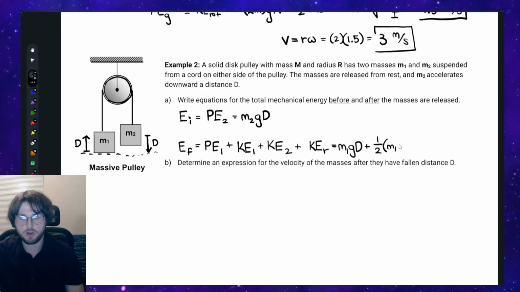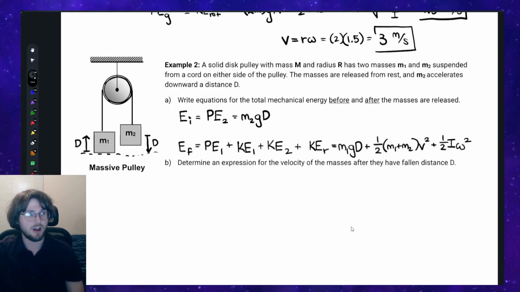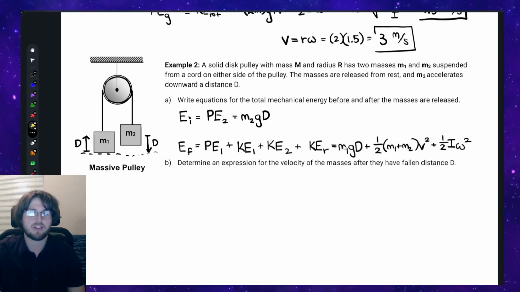So that'll be 1/2 times M1 plus M2 times the same velocity, v squared, plus 1/2 times the rotational inertia of the disk pulley over here, times the angular velocity of the pulley. And this big, gigantic mess right here, with all three terms, is the final total energy of the system after mass 2 has fallen downwards. For the final step, where we find the expression for the velocity of the masses after they've fallen that distance, I'm going to highlight these equations just so it's a little easier to keep track of them.